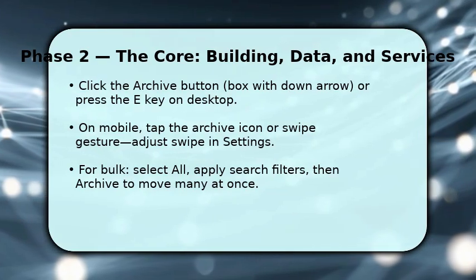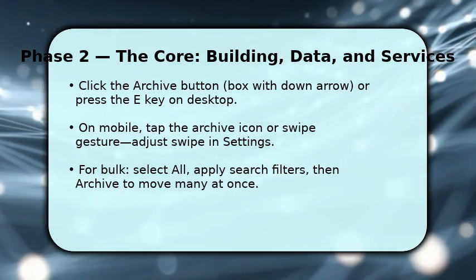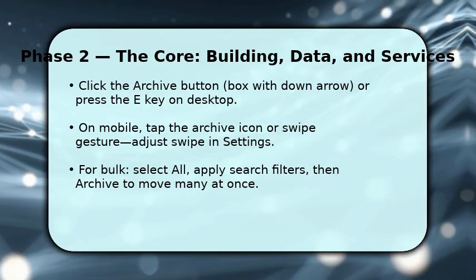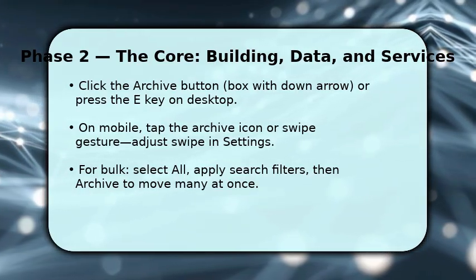Now choose how to archive. Click the Archive button on desktop or press E for speed. On mobile, tap the archive icon or swipe a conversation. Adjust swipe actions in settings if needed.